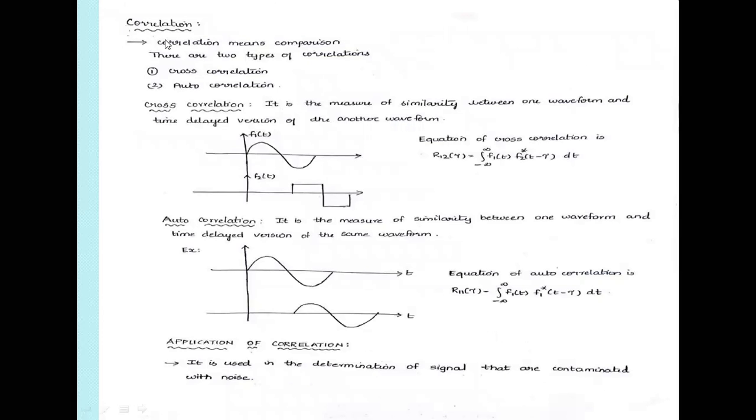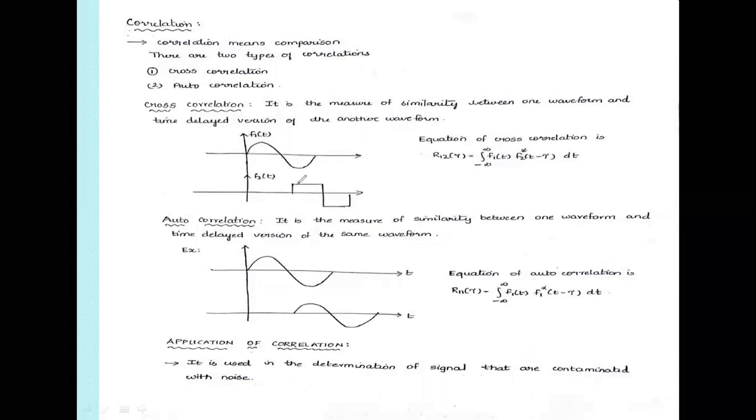Okay. Now the correlation means comparison. There are two types of correlations. One is autocorrelation and the other is cross correlation. Now, the cross correlation is a measure of similarity between one waveform and the time delayed version of another waveform. Cross correlation means it is a measure of similarity between one waveform and a time delayed version of the other waveform. And here it is two different waveforms.